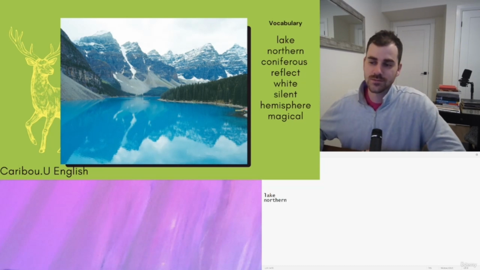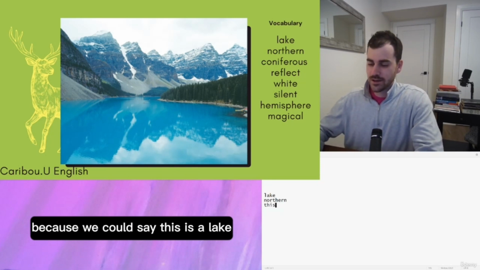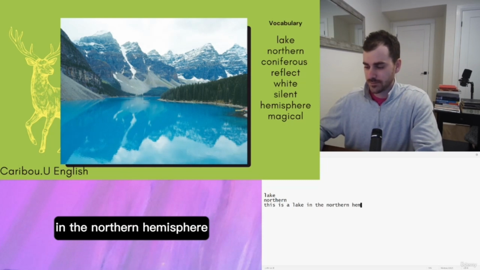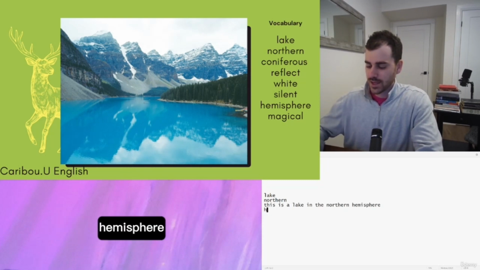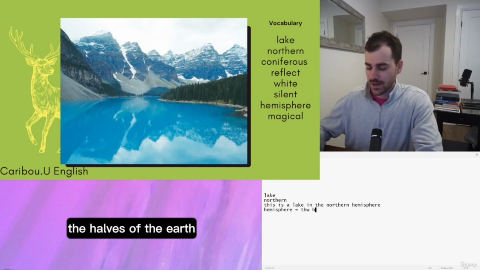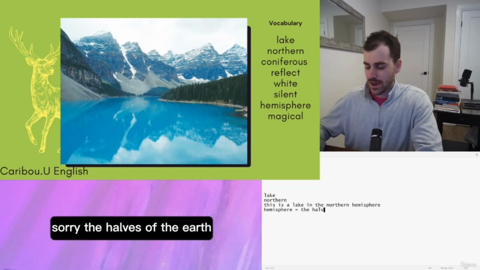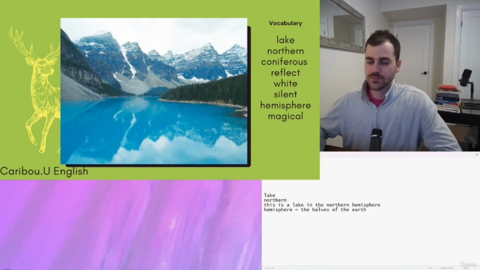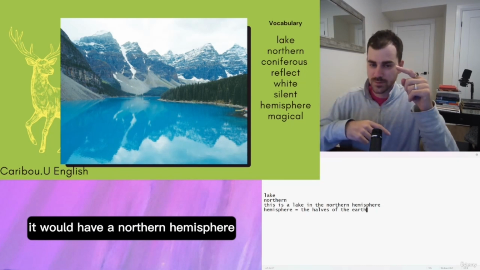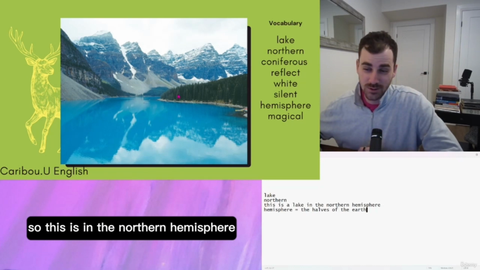Northern. Why do we have northern here? Because we could say this is a lake in the northern hemisphere. Hemisphere. It means the halves of the earth. So if you cut the earth in half, it would have a northern hemisphere and a southern hemisphere. So this is in the northern hemisphere.